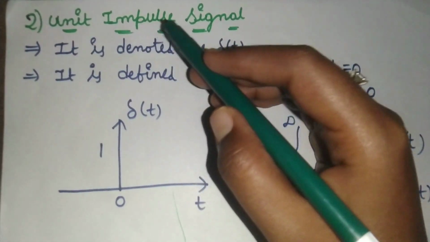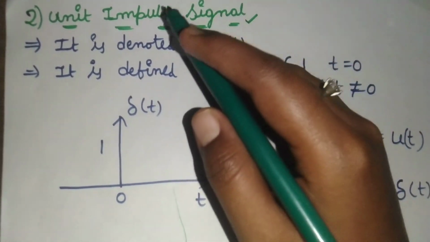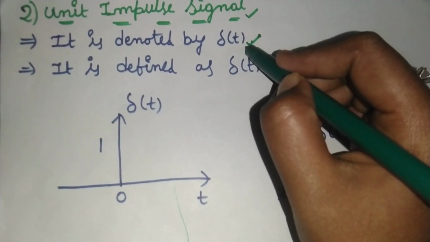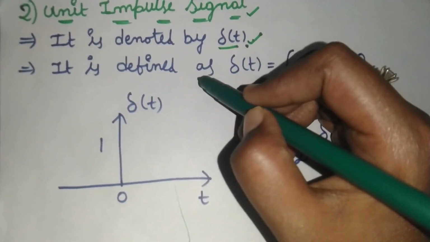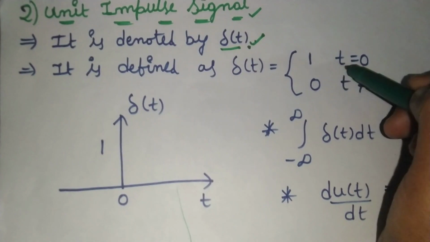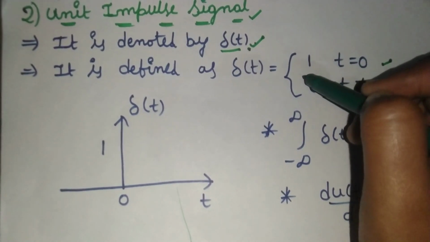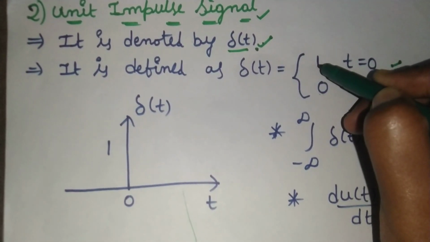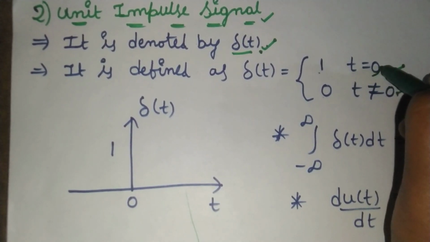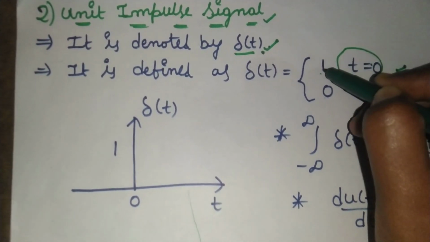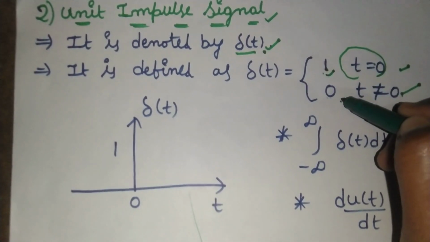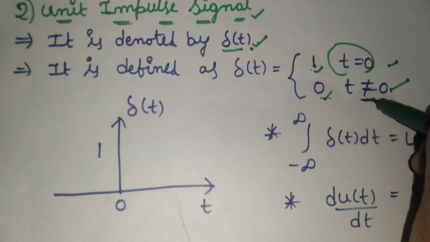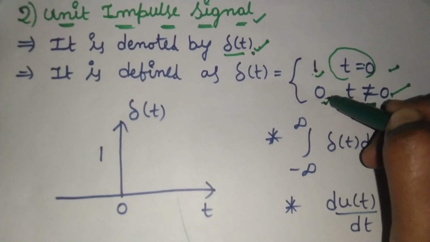And the second one is unit impulse signal. Unit impulse signal is denoted by del of t, and it is defined as del of t equal to 1 when t equal to 0, and it is equal to 0 when t is not equal to 0. Whenever t equal to 0, only in this case del of t equal to 1. Otherwise, whenever t is not equal to 0, the del of t value is 0.